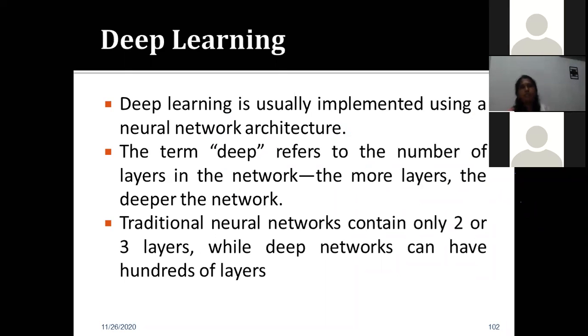It's usually implemented using a basic neural network architecture. The term deep refers to the number of layers in the network. The more number of layers, the deeper the network. You are going to include more number of layers and that will become a deep learning network. So we know neural networks contain 1, 2, 3 layers, whereas deep learning networks can have hundreds of layers.